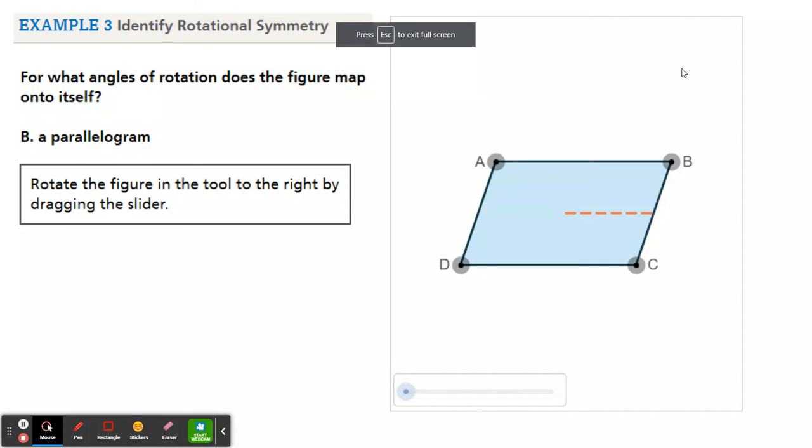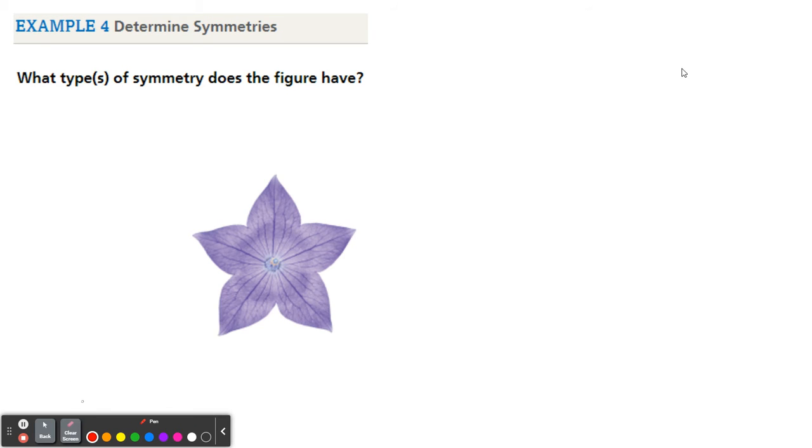All right, so let's continue our lesson 3.5 discussion on symmetry with this next question. It says, what type of symmetry does this figure have? So this is a flower. It's a 5-petal flower. It looks pretty nice. So we are going to think of this like a regular pentagon, right? A 5-sided figure is a regular pentagon. Here we go.